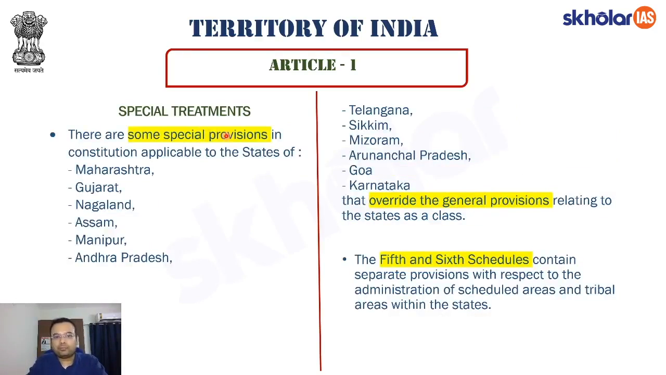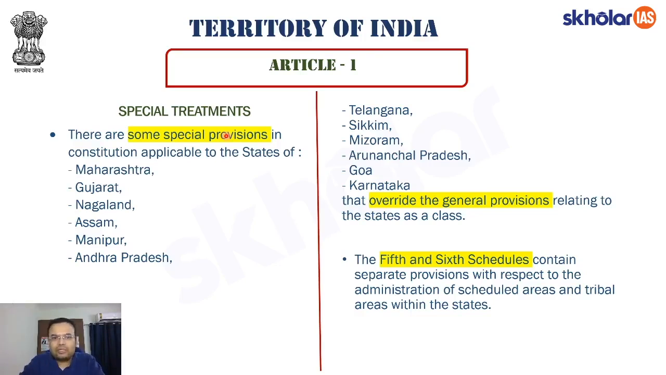Essentially what we need to keep in mind is that on one hand, India forms as a union of states. On the other hand, there are certain exceptions with respect to every state. That is, there has been some arrangement, some agreement made with respect to different states, based on which the relationship between the union and that particular state exists.